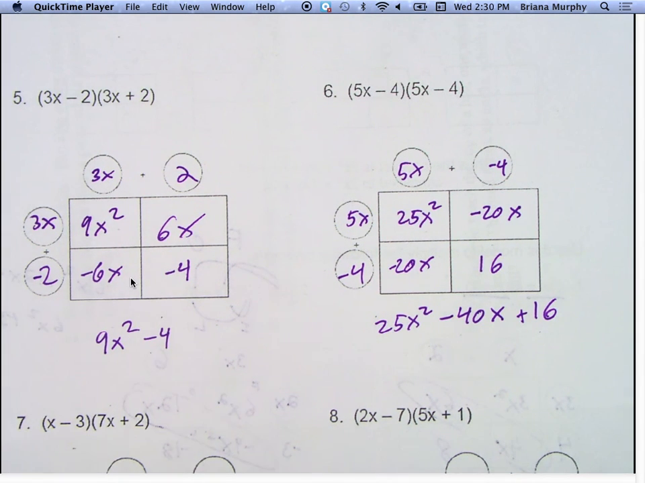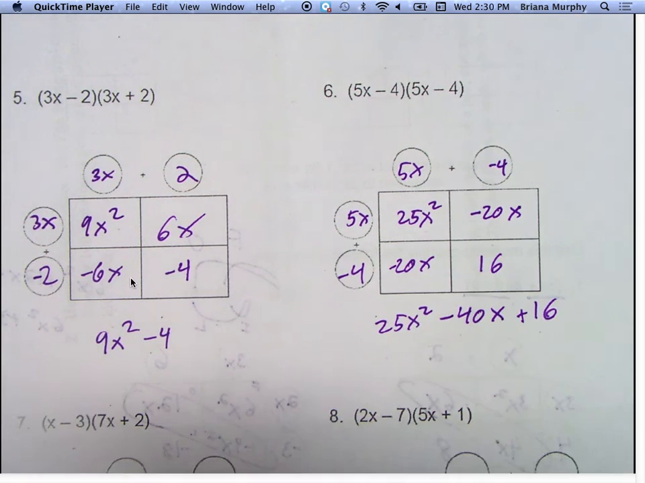Wait, can you use the box for this too? No. Can you use the FOIL? Foiling only works for multiplying. Box only works for multiplying. Just take it right. I can show you one way that I think might help. This one. Are you ready?